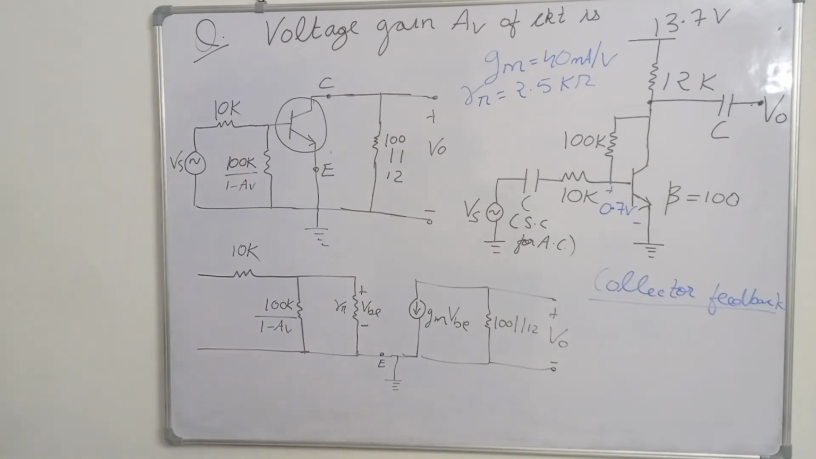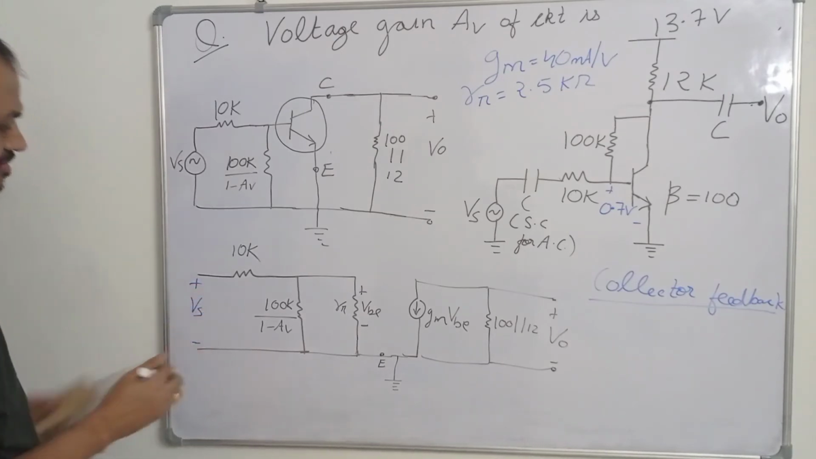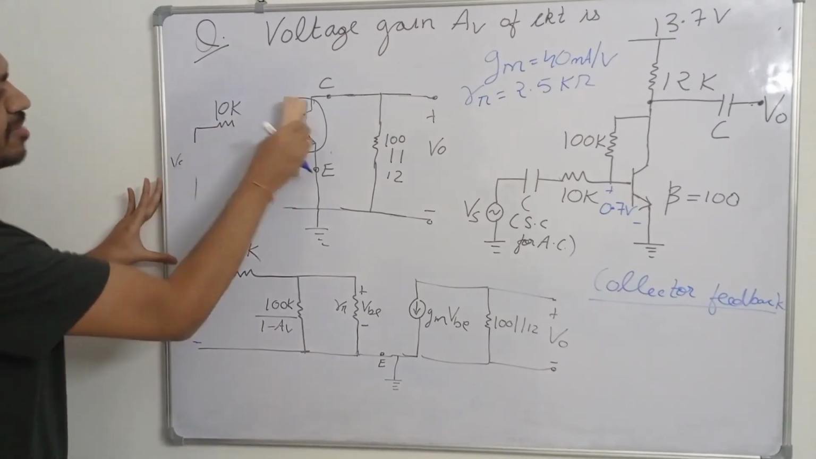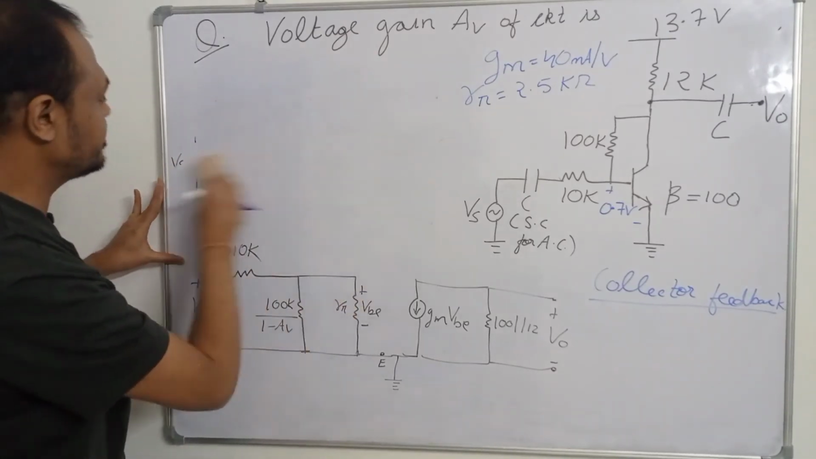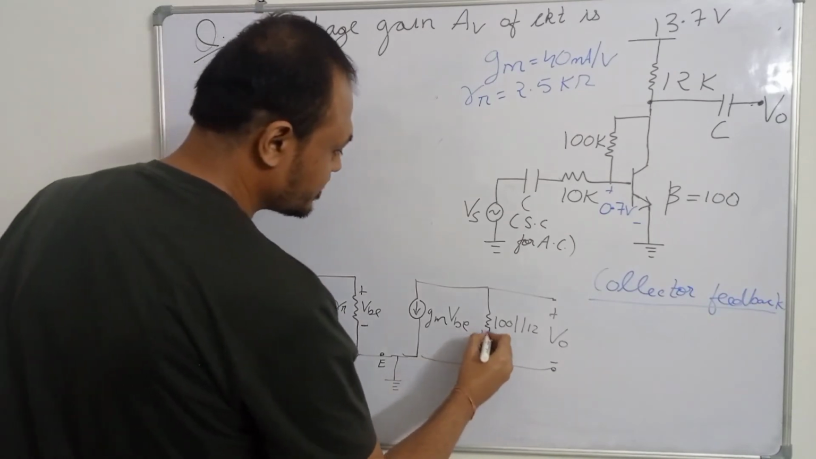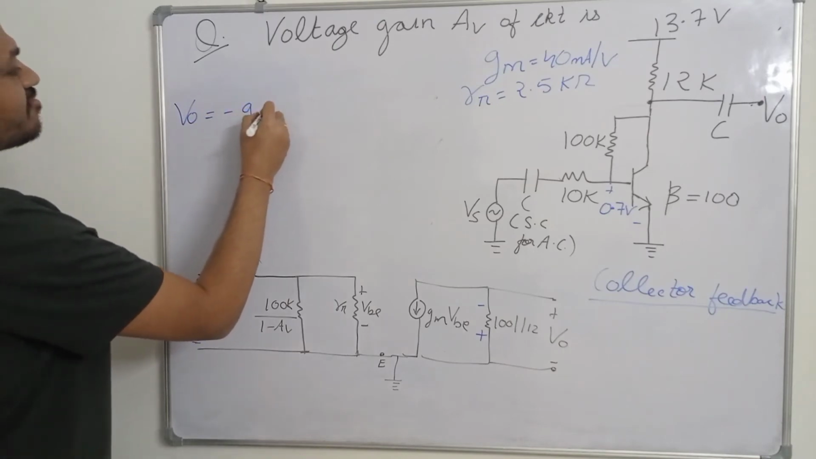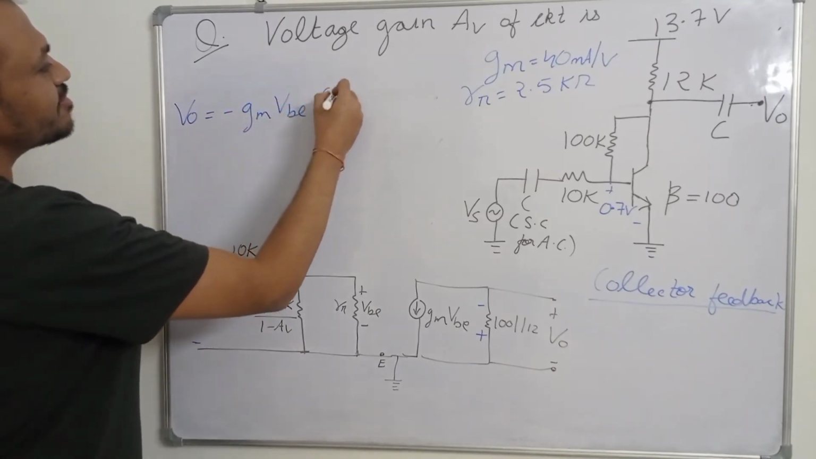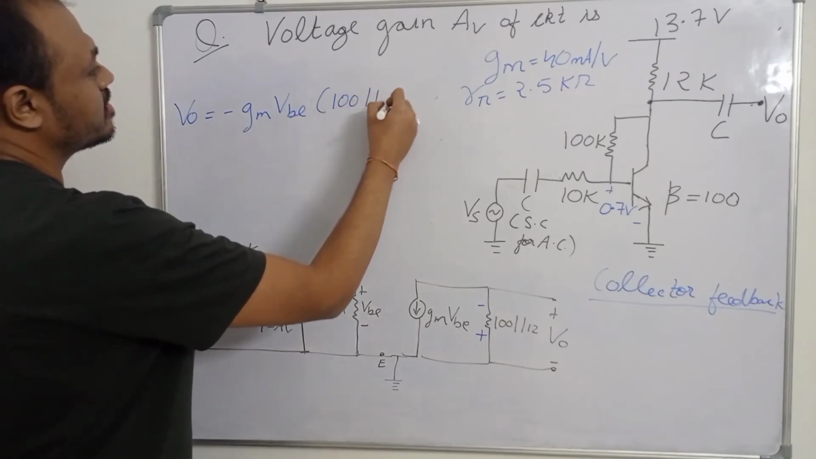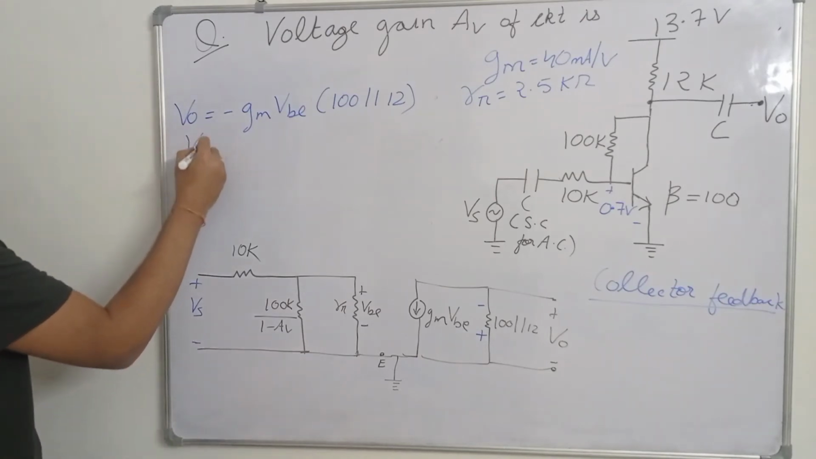So V naught will be equal to, and this is your Vs. So we can now redraw this. So this current will flow like this, positive, negative. So V naught will be equal to minus GMVBE, because this is a current source, and 100k in parallel with 12k. So V naught upon VBE.